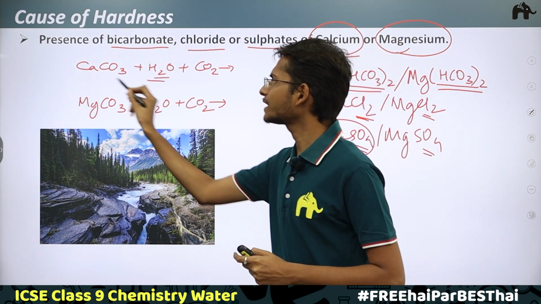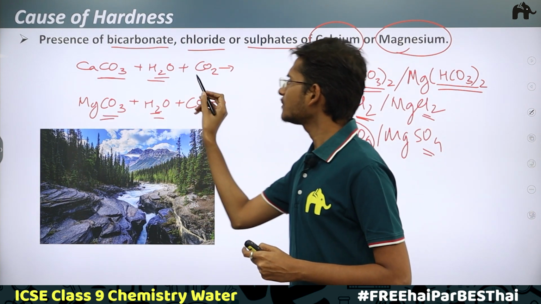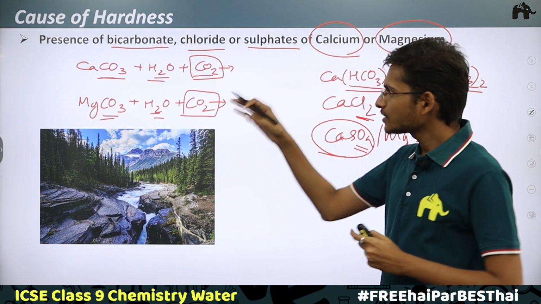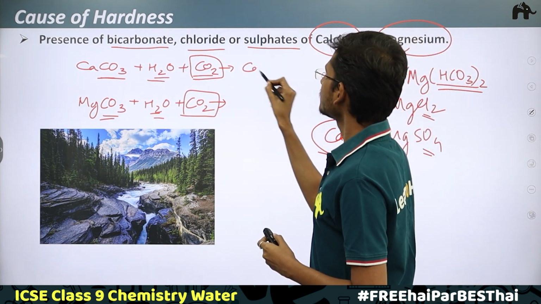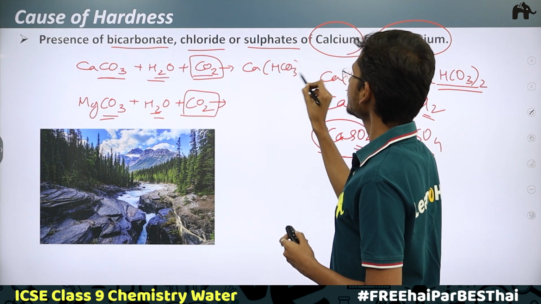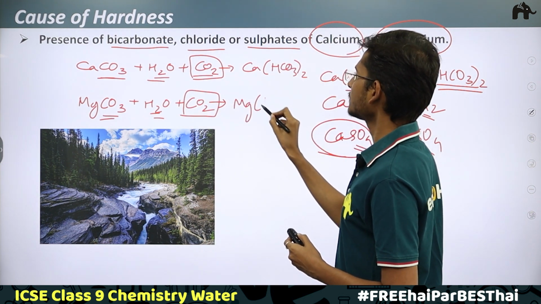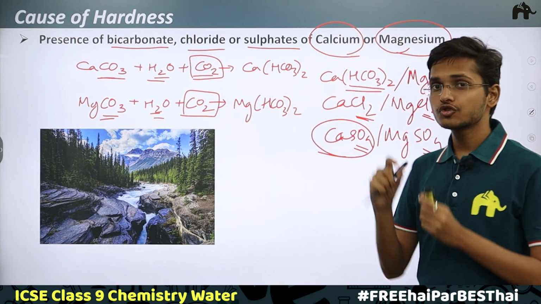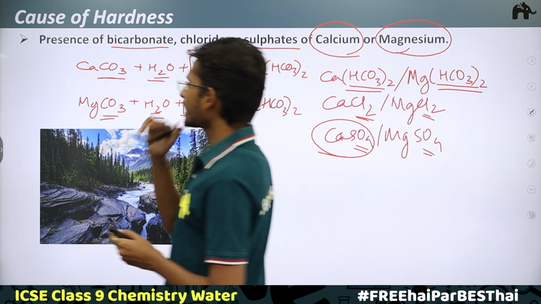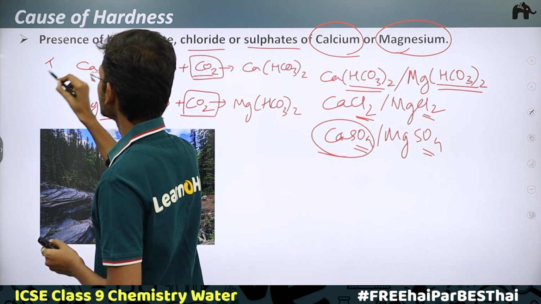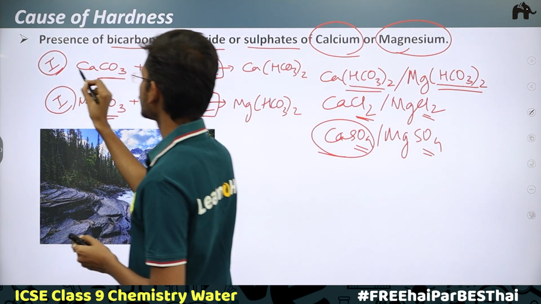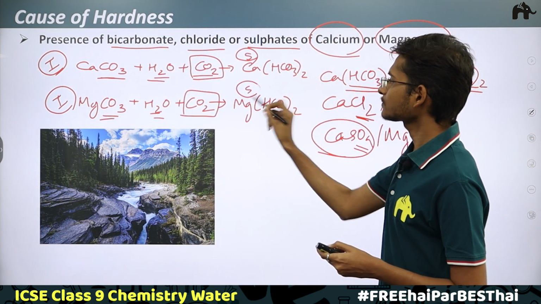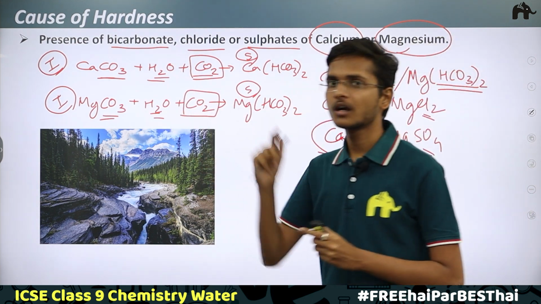So these two things are clear to you right now, I hope, right? And in the presence of carbon dioxide, a reaction happens, and we get, in this case, calcium hydrogen carbonate and in this case magnesium hydrogen carbonate. These are soluble salts. Calcium carbonate and magnesium carbonate are insoluble, but both of these are soluble. So they get solubilized in our water.